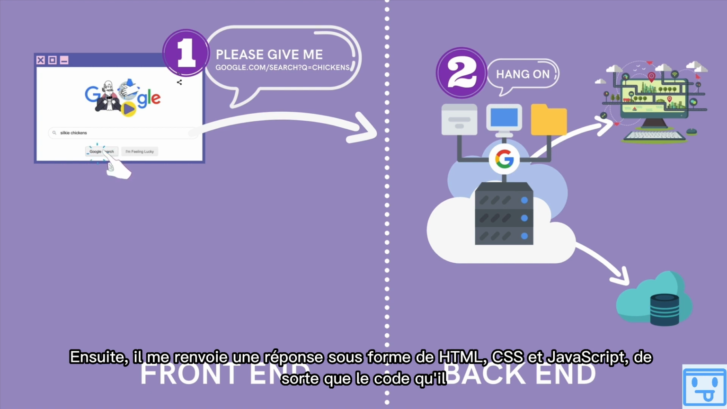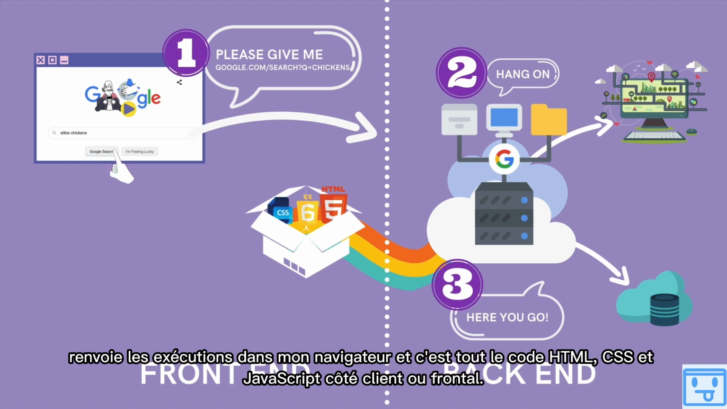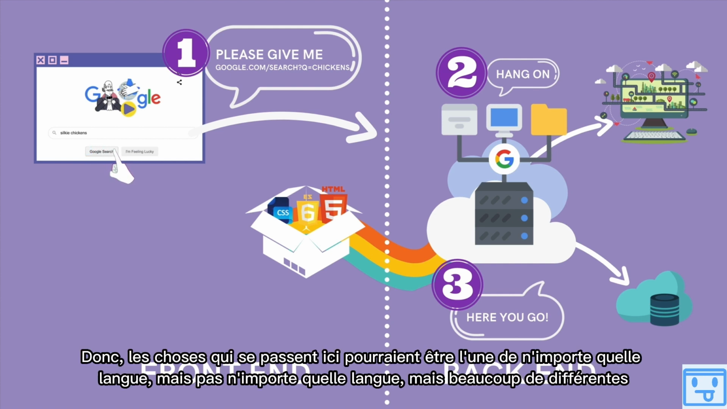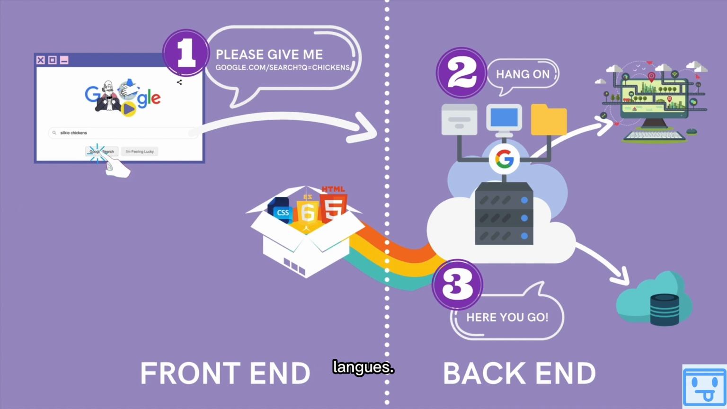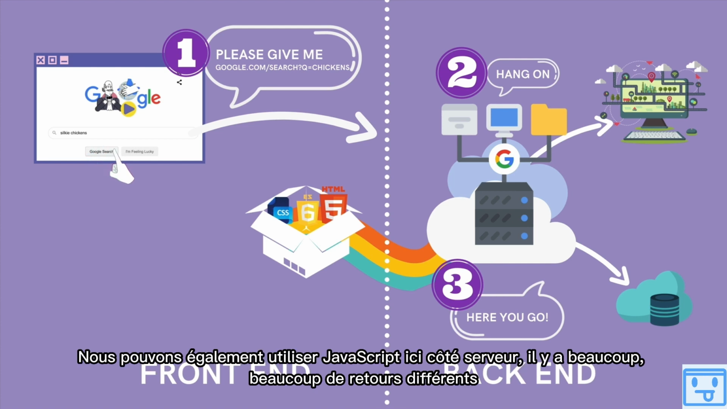Then it sends back a response to me in the form of HTML, CSS, and JavaScript. So that code that it sends back runs in my browser. And that is all client-side or front-end code, HTML, CSS, and JavaScript. So the stuff that happens over here could be one of lots of different languages, Python, C, Java, as you'll learn, and it's kind of confusing. We can also use JavaScript over here on the server side.